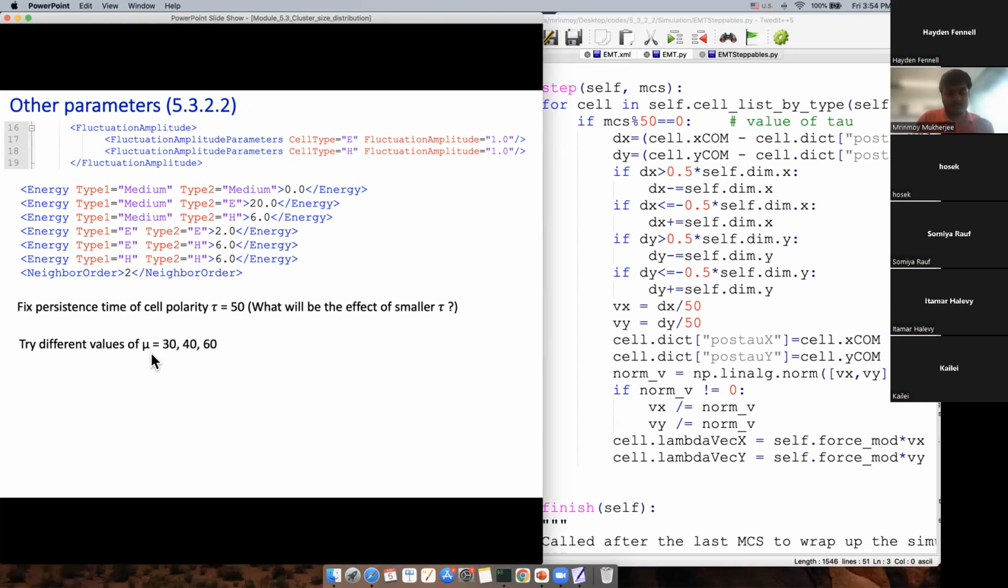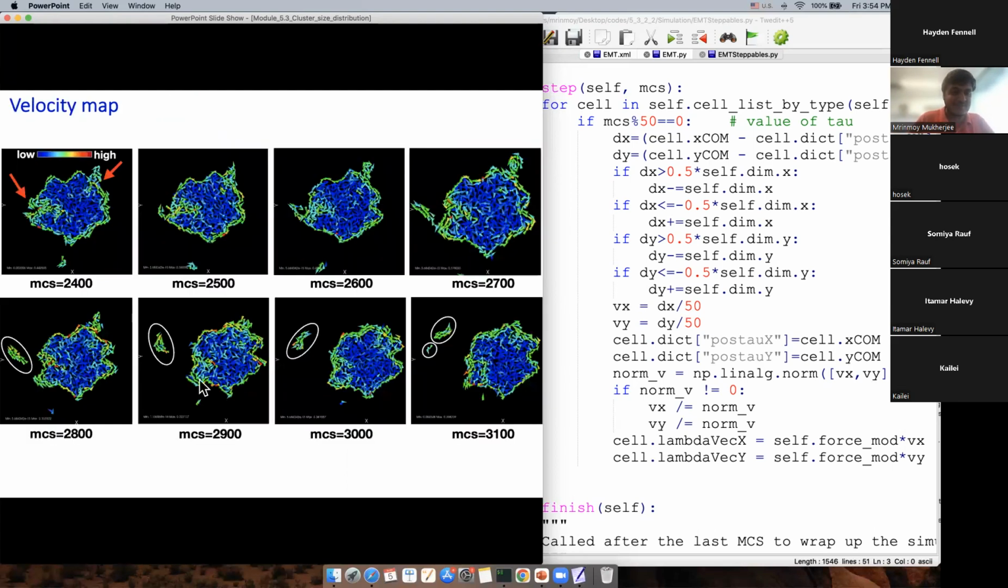Now, depending on mu, the strength of the force, and the persistent time, we will get different kinds of clustering. As you see, for very small values there will be no decimation, and for intermediate values there will be large clusters. I had a plan to give an exercise, but let's skip that.